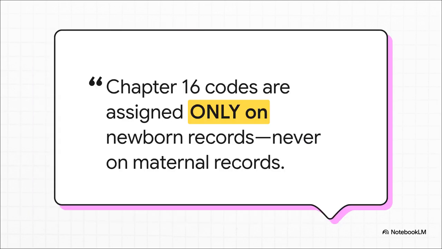This brings us to the absolute golden rule of Chapter 16. These codes, running from P00 to P96, are assigned only on newborn records. You literally never mix these up and place newborn codes on the mother's clinical documentation. The mother has her own set of obstetric codes, the baby has their own chart, and that is exactly where your P codes belong. Mixing them up is going to absolutely result in claim denials and grouper errors for sure.